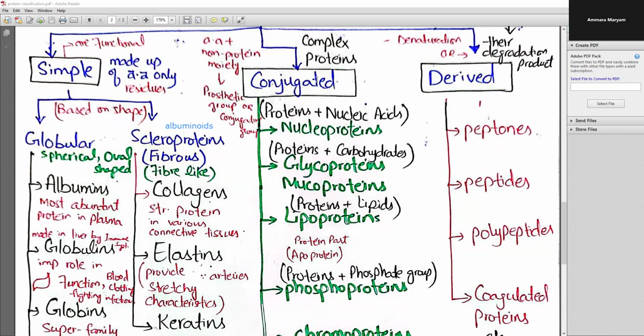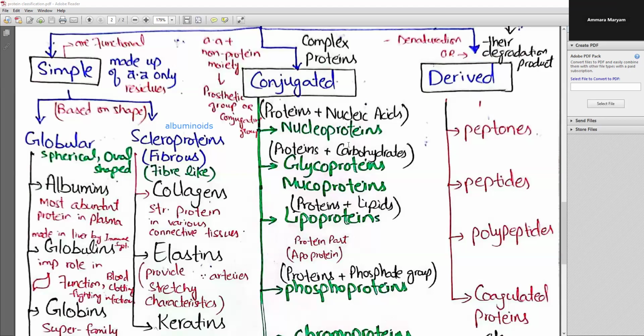ठीक है, in case of simple proteins, we had seen that the simple proteins are composed of only amino acid residues, but here in this case conjugated proteins, amino acids are there. ठीक है, इसमें amino acids भी हैं, but in addition to amino acid there are certain non-protein parts, or you can say non-protein moieties are also present over here in case of conjugated proteins. ठीक है, so इस non-protein part को या non-protein moiety को हम क्या कहते हैं, that is known as the prosthetic group or conjugating group.